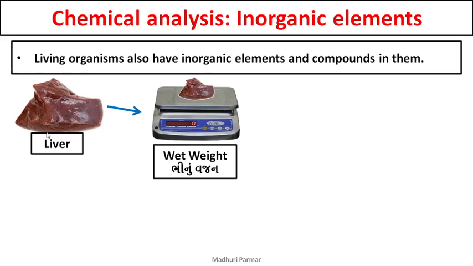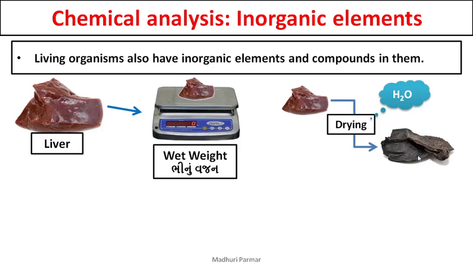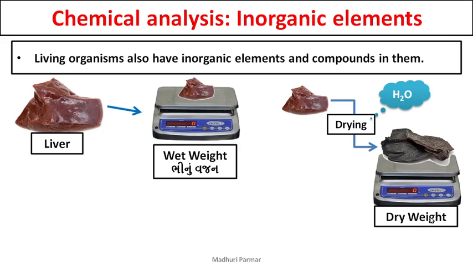Here, we start with the same piece of liver. You weigh it, and this is called wet weight, because it still has water, it is still moist and fresh. Then you allow it to dry, and it becomes dehydrated. Whatever water was stored in this tissue will all be dried off. What remains is called its dry weight, the weight without the weight of water.